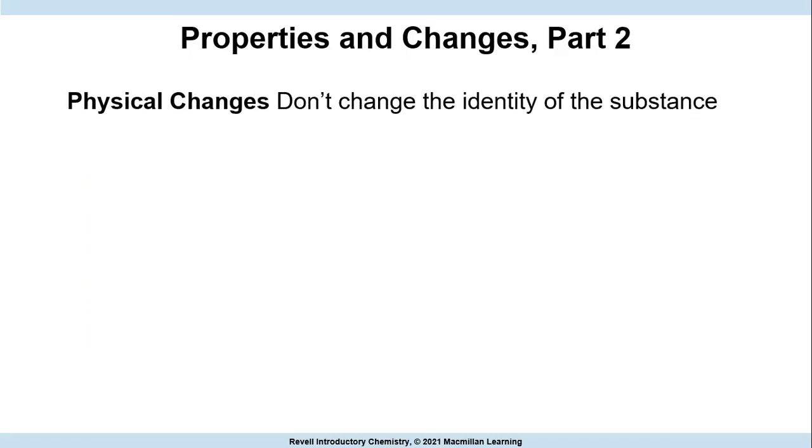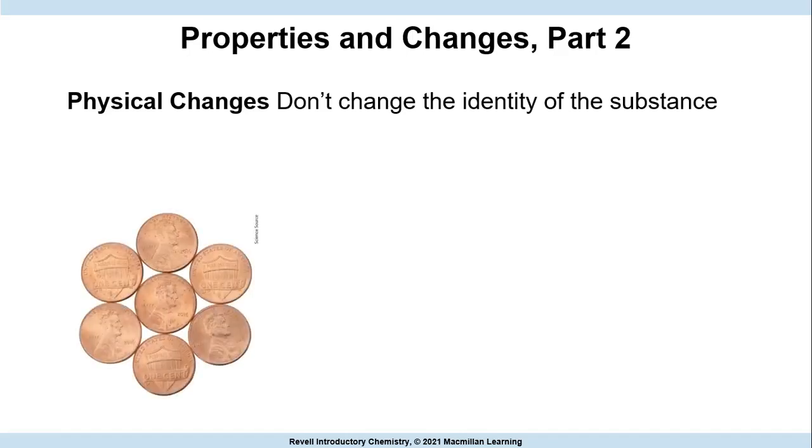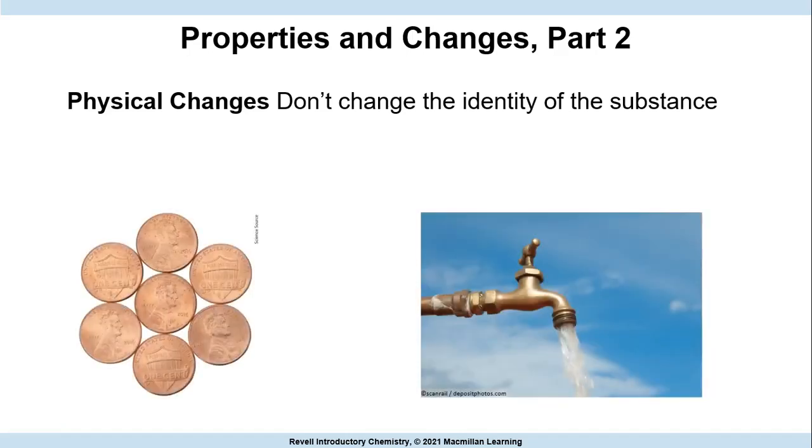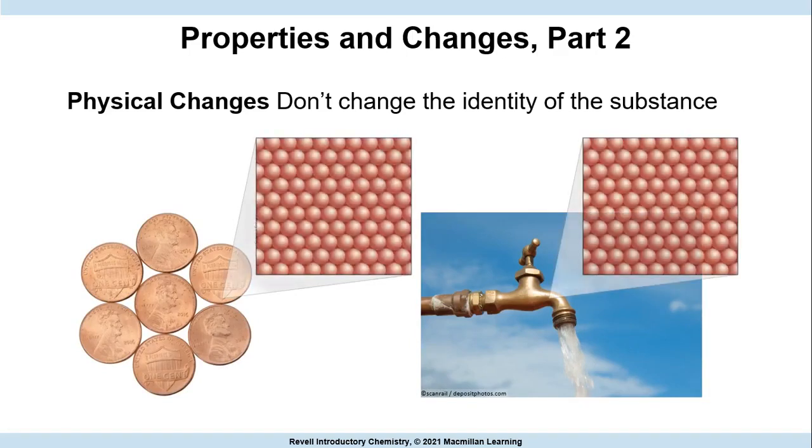Now let's look at physical change. We've looked at the physical properties. Now let's look at the physical change. Physical changes don't change the identity of a substance. So for example, we have these pennies here. They are all made of solids. These are solids.